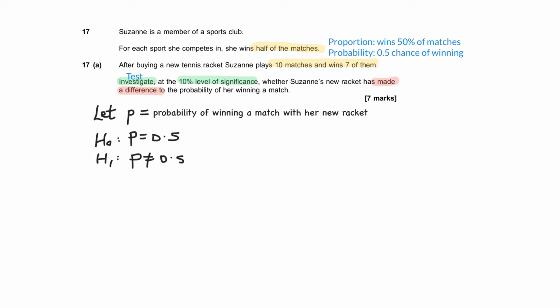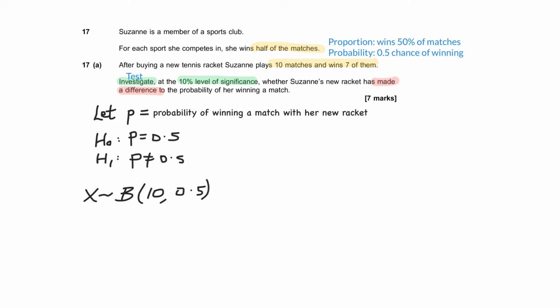Now the sample information that we've got to make a decision on is she's played a sample of 10 new games. So we're going to have a binomial distribution where she's played 10 games. And based on the original data, she's got a 0.5 chance of winning each one of those games. So X here is a binomial distribution with 10 games and a probability of 0.5 for winning each game.